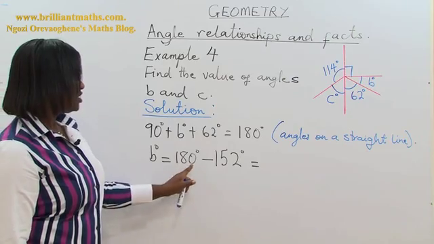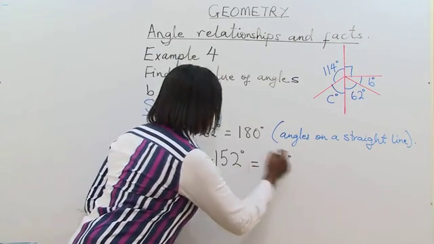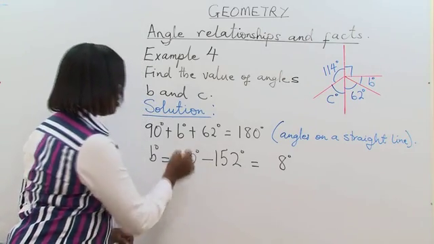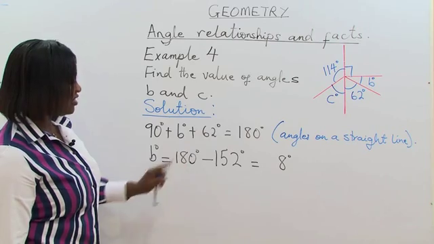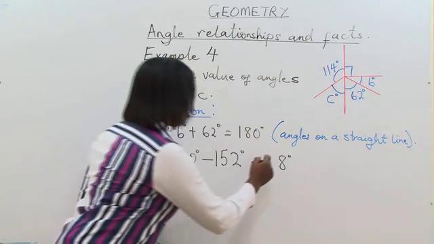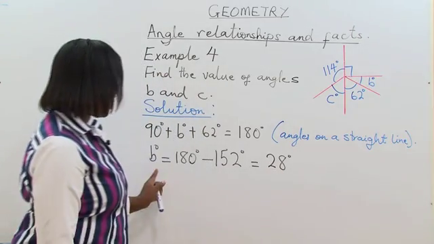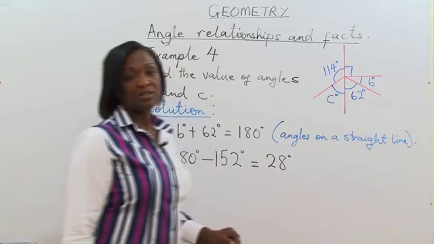That gives us 10 take away 2. We have 8. We borrowed 1 from the 8, so we have 7 left. 7 take away 5, we'll have a 2. So the value of angle B is 28 degrees.